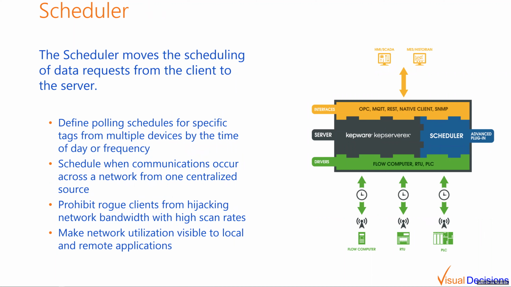The scheduler enables users to move the scheduling of data requests from the client to the server to optimize device communications across the network if you have limited bandwidth. And you can define the polling schedules for specific tags from multiple devices by time of day or frequency. You can optimize available bandwidth by scheduling when those data communications occur across a network from one centralized source. And you can provide visibility of network utilization to local and remote applications like HMIs or historians via system tags.